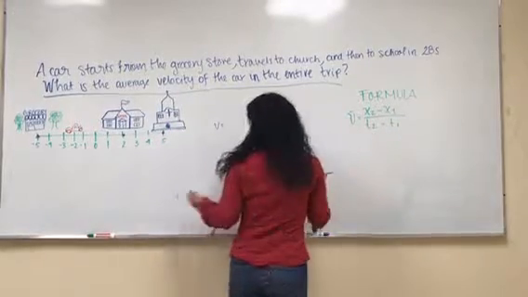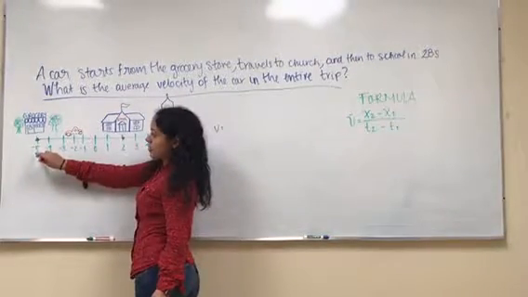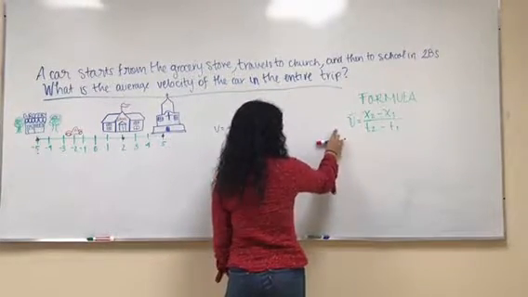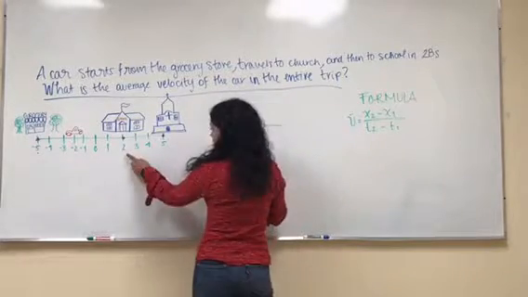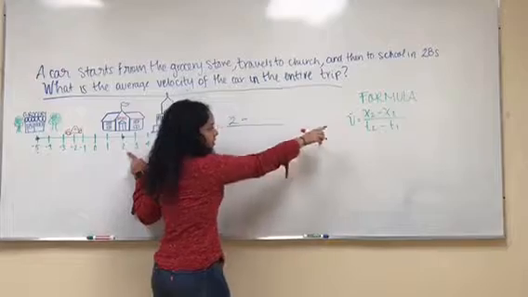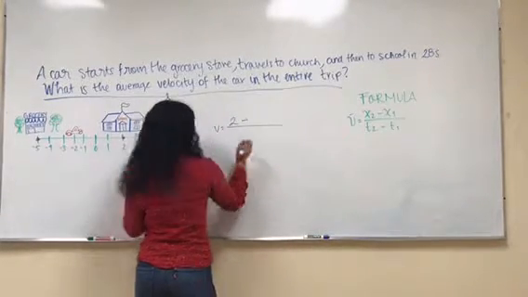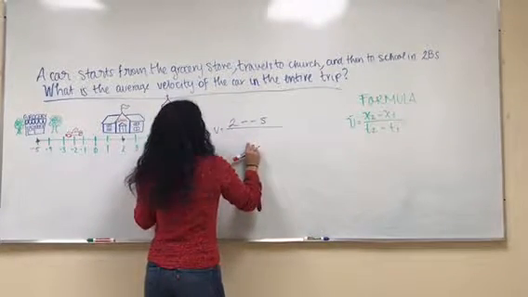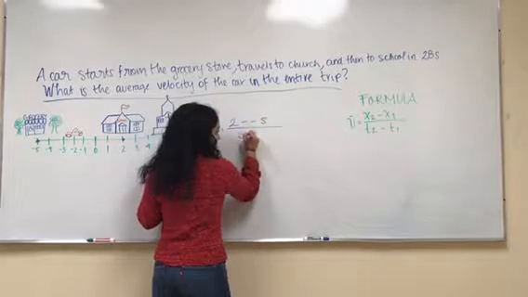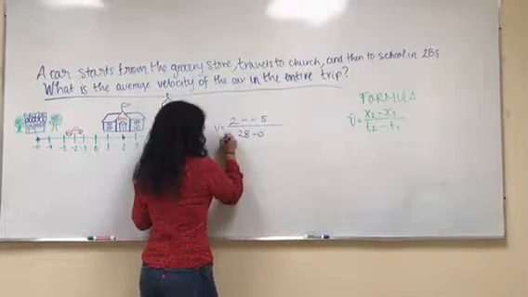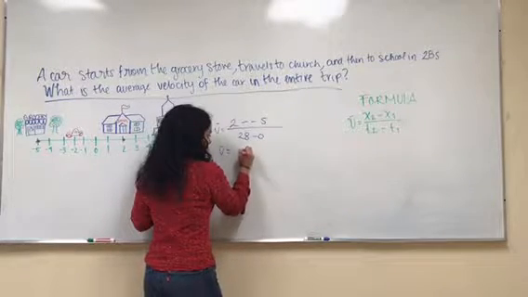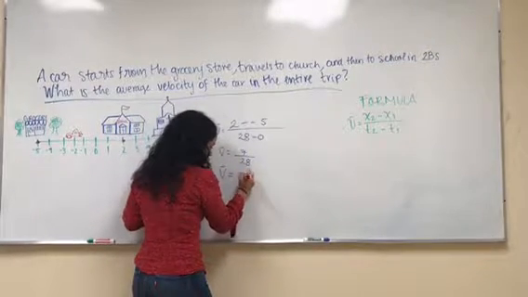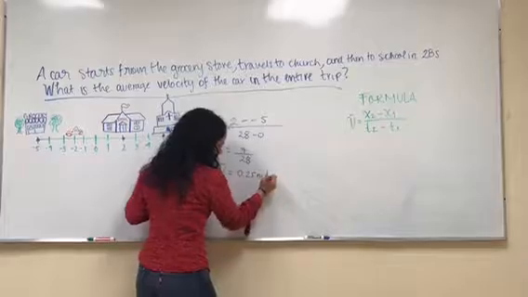And the first time is 0 because the car starts its trip right here. So going with the formula, it's the final position that is 2 minus the first position that is 5, so it's 2 minus 5 divided by the second time that is 28 minus 0. So the average velocity is 7 divided by 28, and that equals 0.25 meters per second.